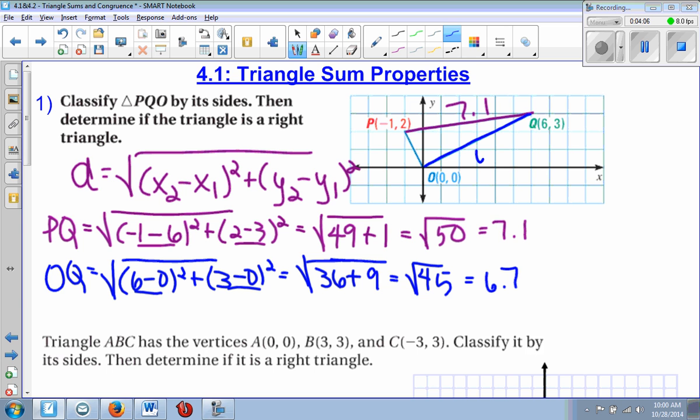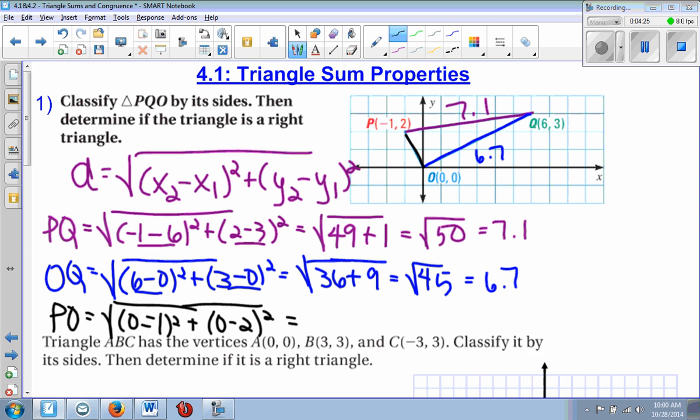The last side length I'll find is between P and O, and I'm going to find that the exact same way. So between P and O, we would do 0 minus -1 squared plus 0 minus 2 squared. For each of those values, 0 minus -1 is 1. Square that, you get 1. 0 minus 2 is -2. Square that, you get 4, which gives me a total of square root of 5. If I want that rounded to the nearest tenth, it would come out as 2.2.